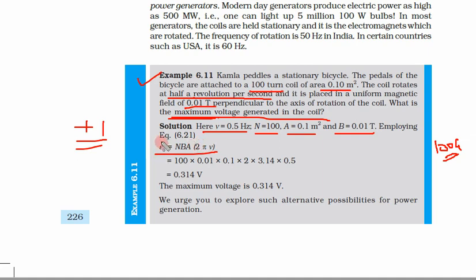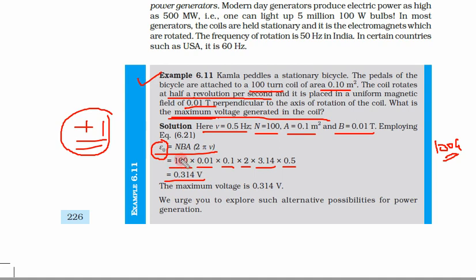So maximum voltage that can be generated is epsilon naught when sin theta is equal to sin 90 degree, or equal to 1. N is equal to 100, B is equal to 0.01 Tesla, area is 0.1 and 2 pi nu is equal to 3.14 into 0.5. When you calculate this, you get 0.314 volt. Definitely it is a very small amount.